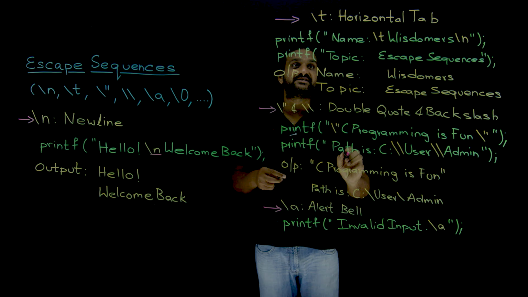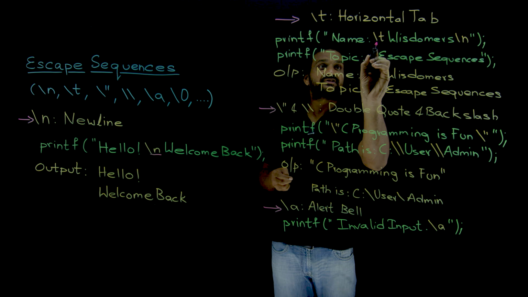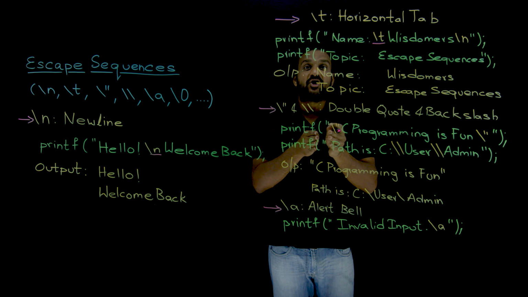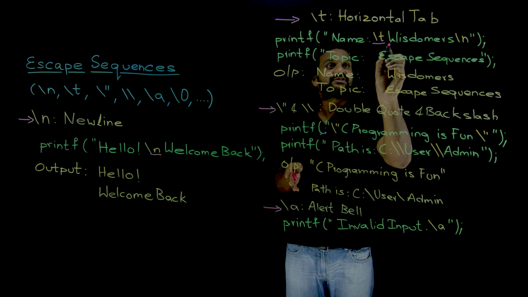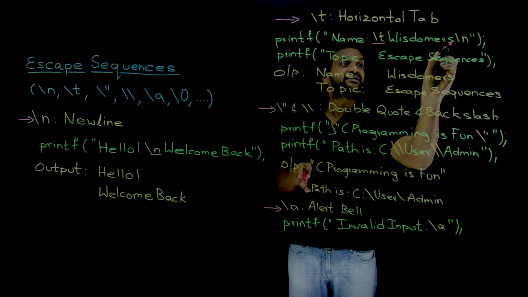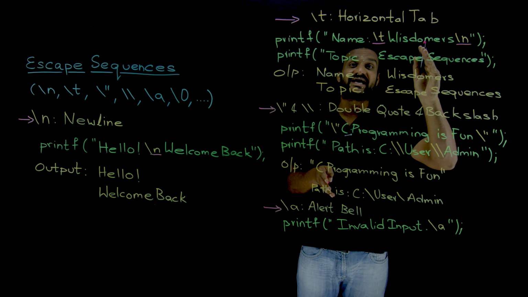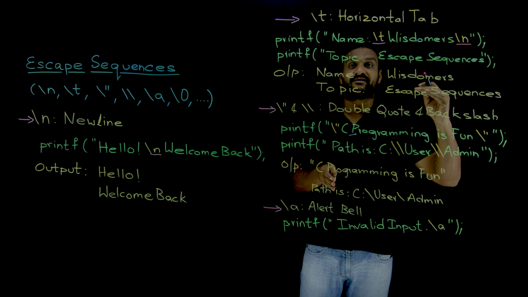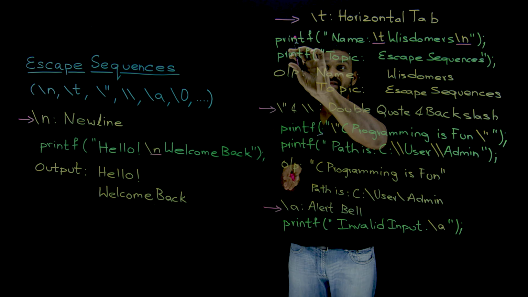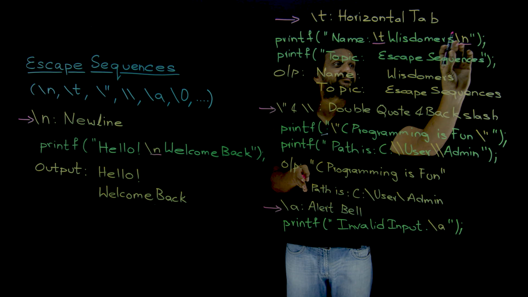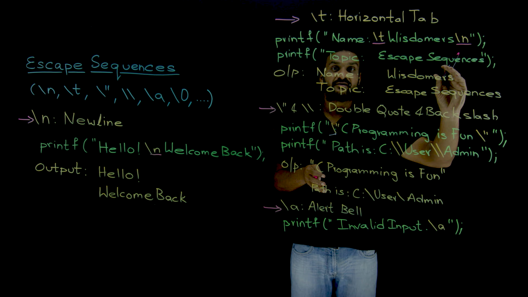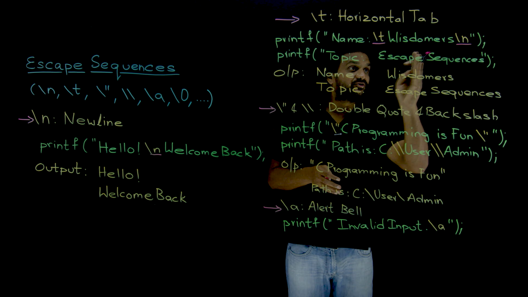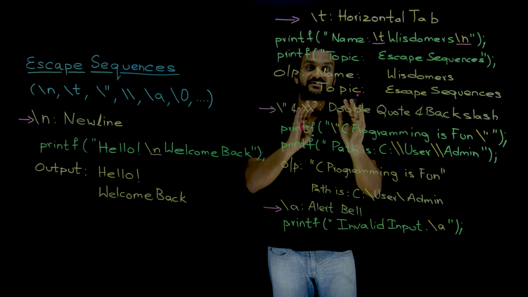I have taken two examples. Here we have name, and after that we used this \t, which means horizontal tab, horizontal space. And after that I want to print wisdomers, and after that I used another escape sequence which is \n. It means after printing wisdomers, I want the cursor to move on to the next line. If you don't give this, what happens? The content of the next printf will get printed from here. So the new line allows the cursor to move on to the next line, or else it will go straight. That you need to understand.